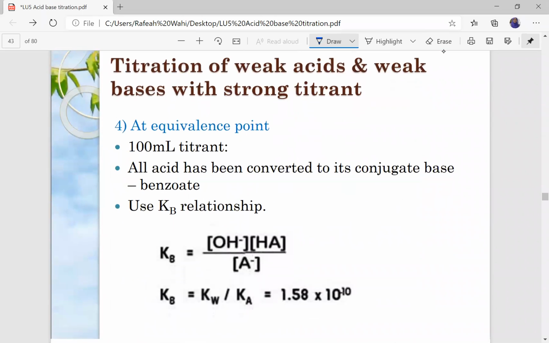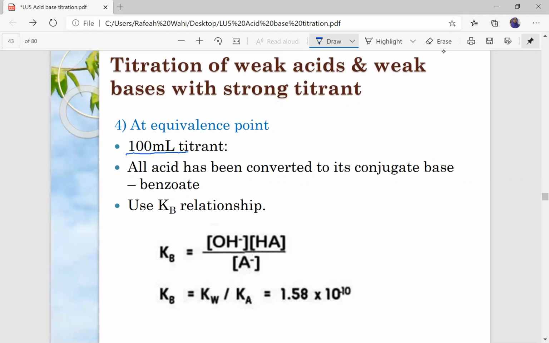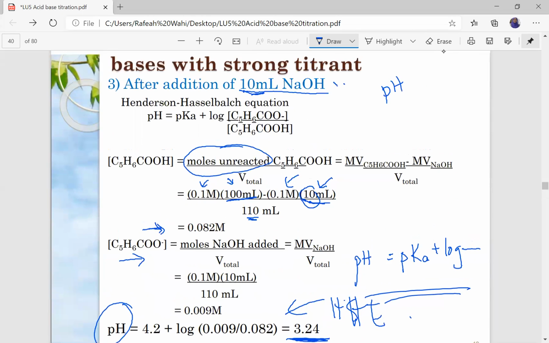Now what happened at equivalence point? At equivalence point, when you have 100 ml of titrant, this is from our initial calculation just now. We know that we need 100 ml of titrant to reach the equivalence point. And remember, if you start with an acid sample, at equivalence point, you need to use the Kb relationship to calculate the pH. So, if the question gives you Ka, let's go back to the question.